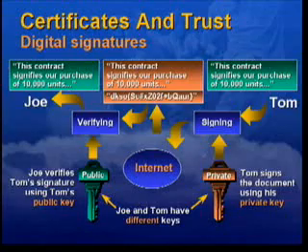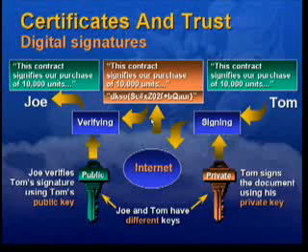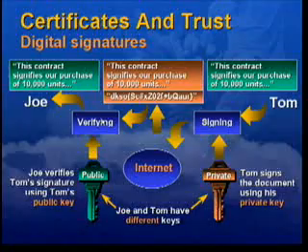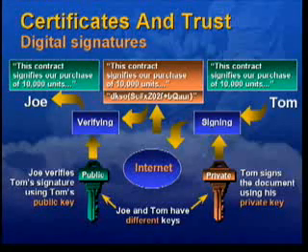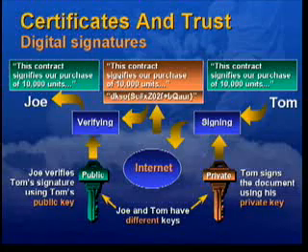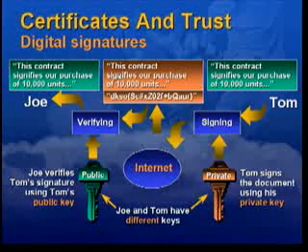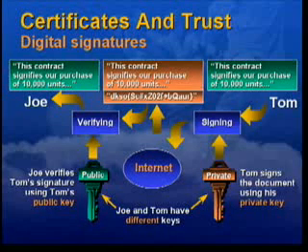And then he attaches it to the end of this document, and then he sends it over the internet, and then Joe gets the message. So what Joe does is he gets Tom's public key, and he decrypts this message. And also, Joe, at the same time, computes the same hash, and then he compares the hash that he just computed with the decrypted message. And they should be the same. And if they are the same, then it means that Tom was the one that sent the message, and the message didn't change.